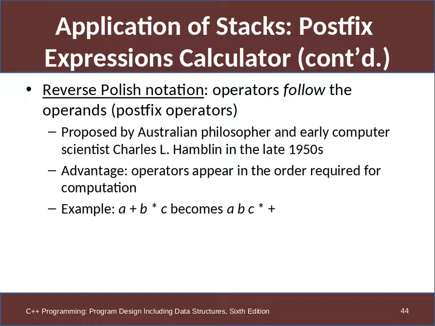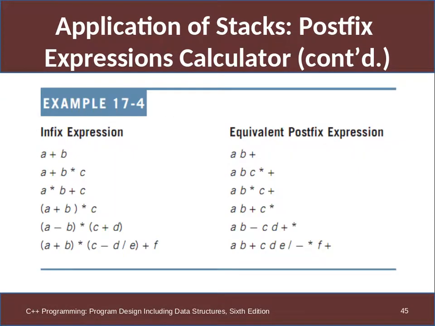The other way you do it is called reverse Polish notation, and this was proposed by a computer scientist. The advantage is that operators appear in the order required for computation. So you're pushing numbers onto a stack, and then when you push an operator, you pop the two numbers, and then you do the evaluation, put the result back on the stack, and you're good to go. This has the advantage of being a very simple data structure or way to evaluate it.